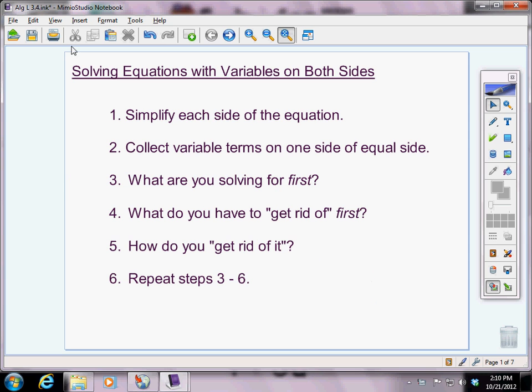What happens though is we're just going to add a couple steps at the beginning. We're going to start by simplifying each side of the equation. Then we're going to collect our variable terms on one side of the equal sign. And I'll talk about what that means in a second. But then we just get back into our regular steps for solving equations. So again, we're not doing anything new here, we're just adding a couple steps.